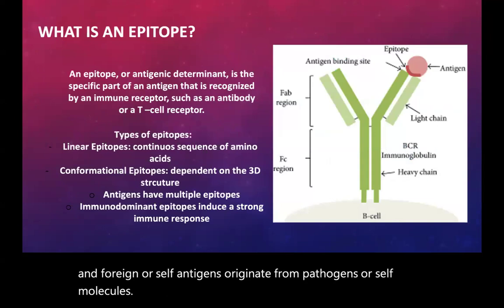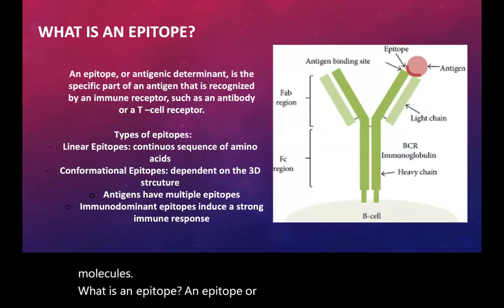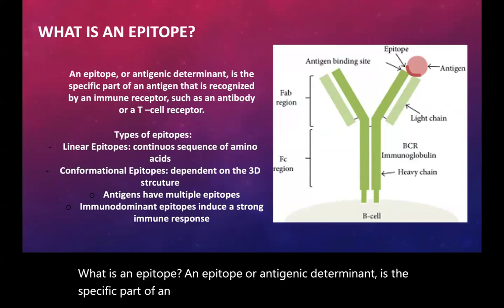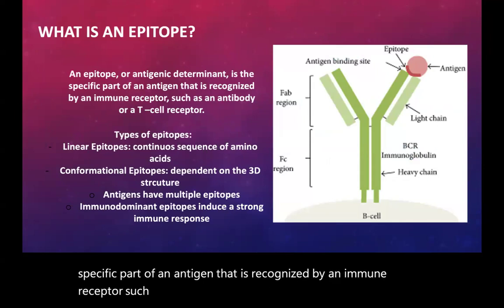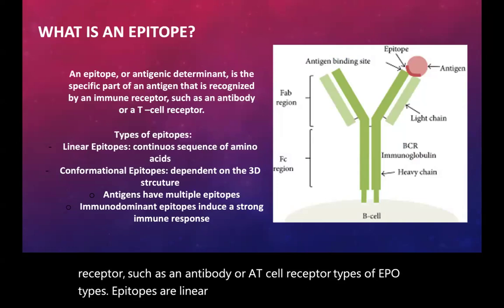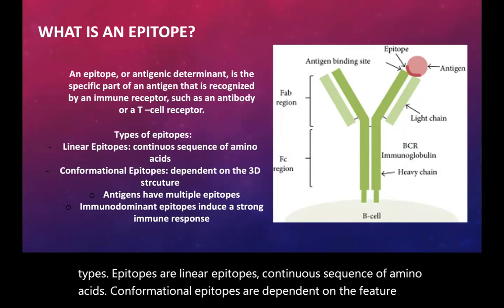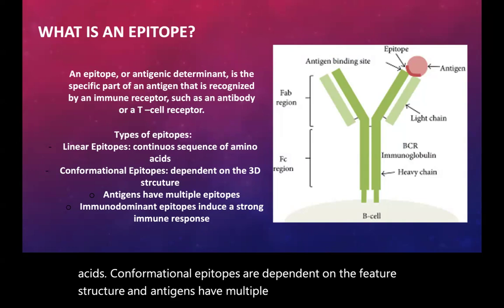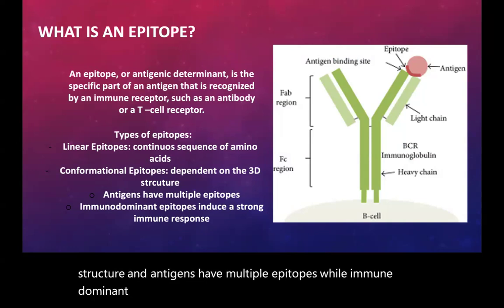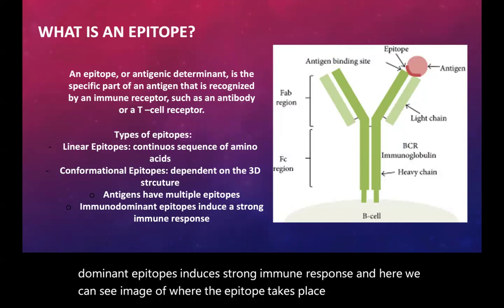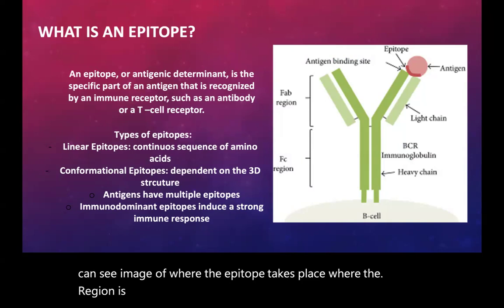What is an epitope? An epitope, or antigenic determinant, is the specific part of an antigen that is recognized by an immune receptor, such as an antibody or a T cell receptor. Types of epitopes are linear epitopes, a continuous sequence of amino acids. Conformational epitopes are dependent on the 3D structure, and antigens have multiple epitopes, while dominant epitopes induce a strong immune response. And here we can see an image of where the epitope takes place, where the Fab region is, and where the antigen is binding onto the epitope site.